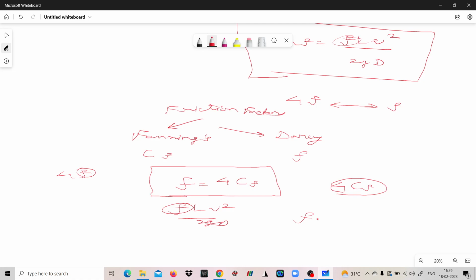One more important point is that the Darcy-Weisbach equation for the determination of major head loss or friction loss in pipe is equally valid for both laminar as well as turbulent flow. All the equations that we have derived till now were valid only for viscous or laminar flow through pipes. However, this Darcy-Weisbach equation, which is used for the determination of the major head loss in pipes, is valid for both laminar as well as turbulent flow.